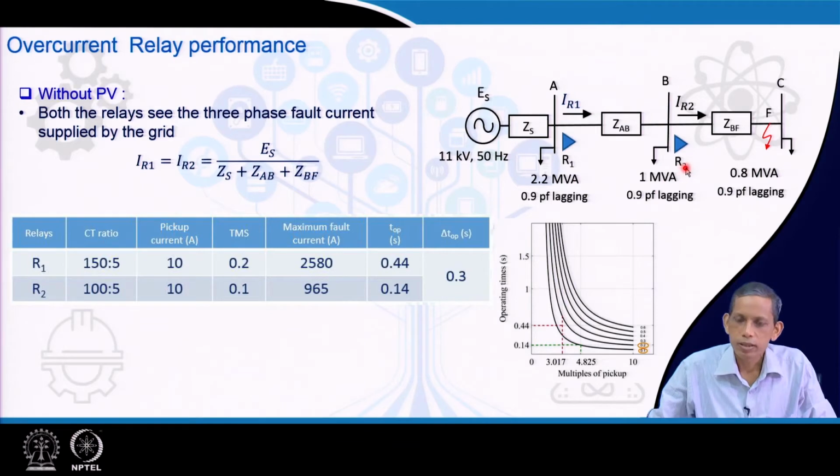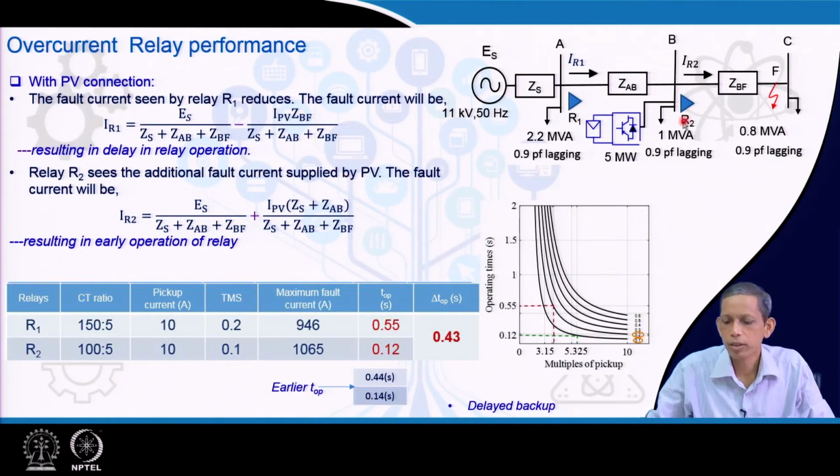The R2, the farthest relay, will have the smallest time multiplier setting. So, TMS 0.1 belongs to R2, and let us say as per the setting we have TMS 0.2 for R1, for this distribution system with different loads, all clearly mentioned here. Now, for this fault, IR1 and IR2 will be equal to ES upon the impedance up to the fault point, that will be ZS, ZAB and ZBF. Let us say this is a 3 phase fault case.